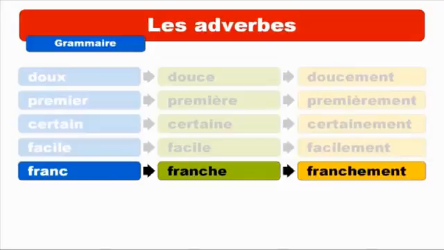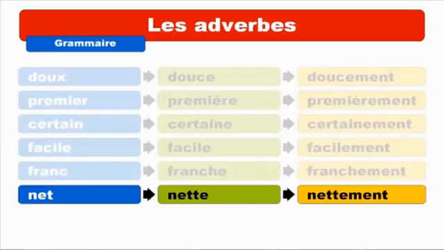Feminine form is franche. I insist a little bit on the sh at the end, just to show you how you should pronounce it. It should be pronounced like franche. Repeat. Franche. And then franchement. Repeat. Franchement.